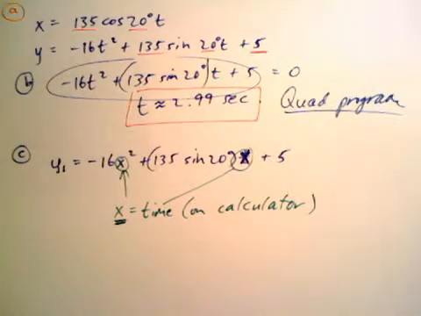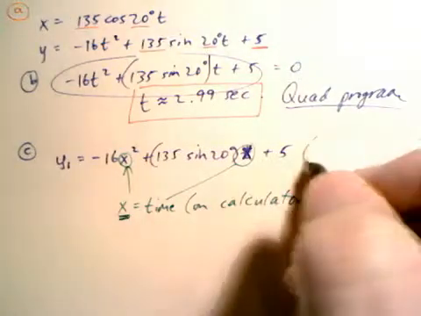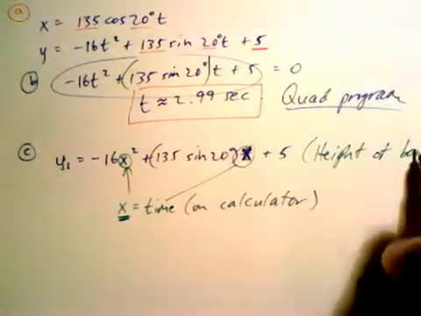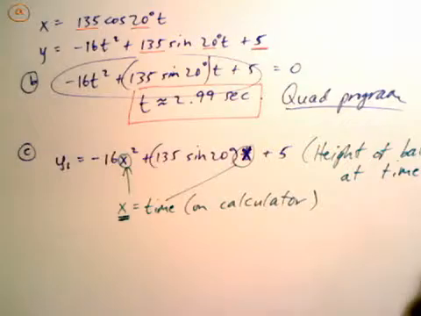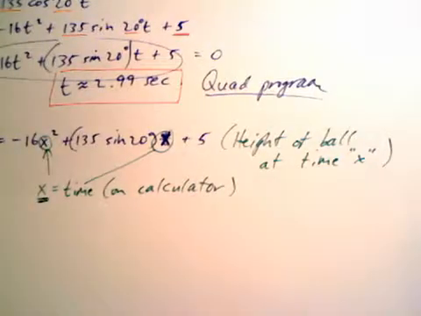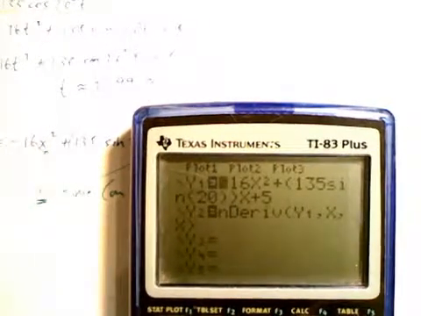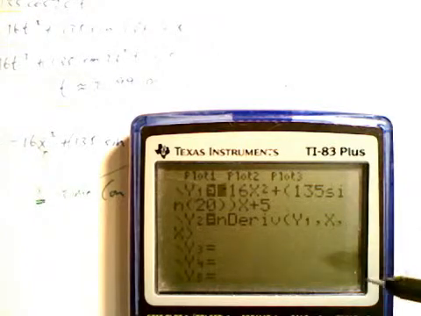So nevertheless, you can actually answer this question, part C, when is the ball at its maximum height, using your calculator and using calculus. So what I'm going to do is set up this function y1 to represent the height of the ball at time x. And x is what I have to plug into the calculator. And so if I go to my y1, I can see that's the function that I plugged in. Pause the video and plug this in yourself.